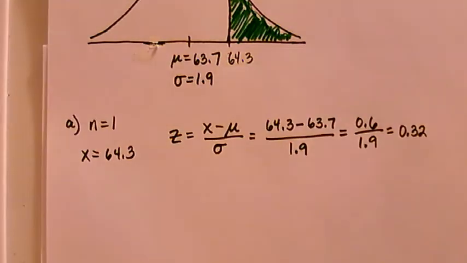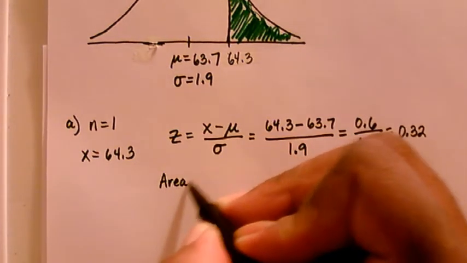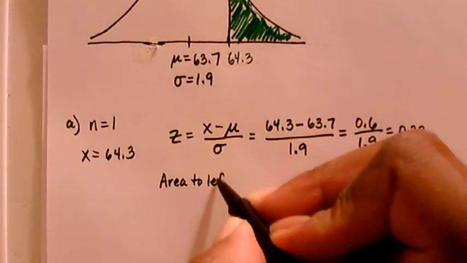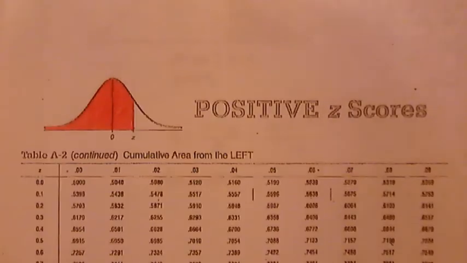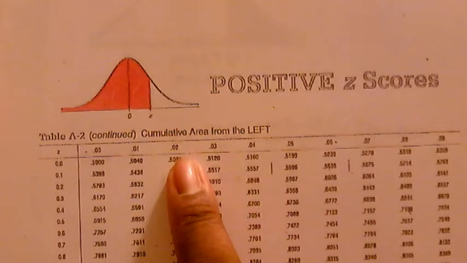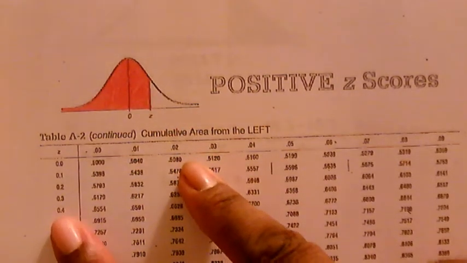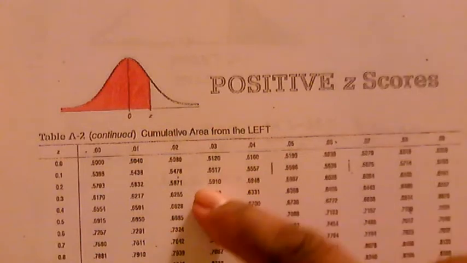Okay. Now, I need the area to the left of 0.32. Okay. And it is a positive z-score, so I need the one that says positive z-score. And find 0.3 and then 0.02, which is up here. So 0.3 going across, and then 0.02 going down will be 0.6255.